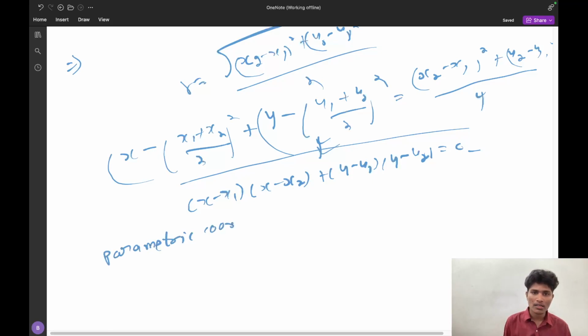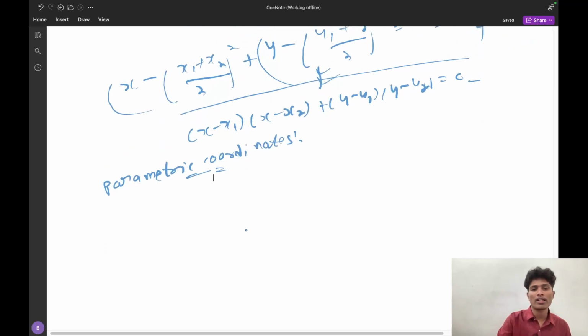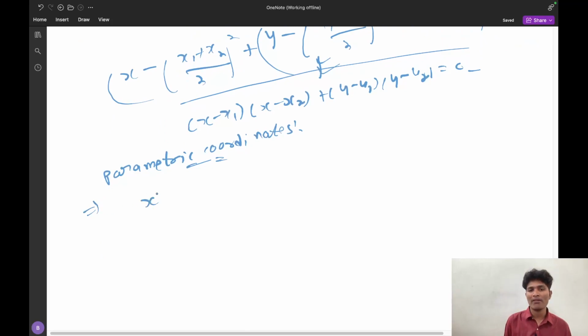Parametric coordinates. What are parametric coordinates? Suppose the equation is x square plus y square equal to a square. In this equation, if I substitute x is equal to a cos theta and y is equal to a sin theta, what will I get?